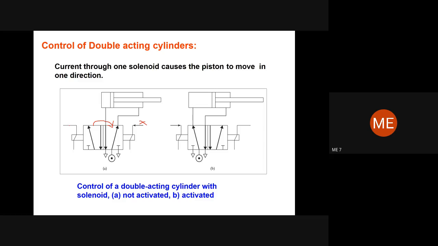So now the choice of the cylinder is going to be determined by the force required to move the load, and also what is the speed with which you want to move. That means, do you want to make the movement of the piston slowly, or do you want it to move faster? All those things have to be taken care of. Right. So this is about the control of single acting and double acting cylinder.